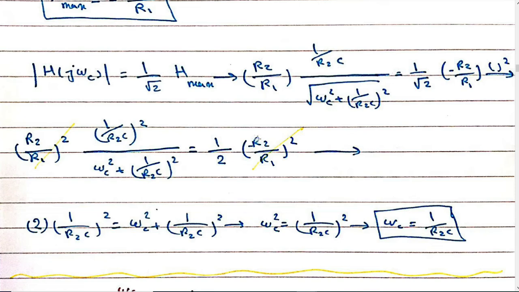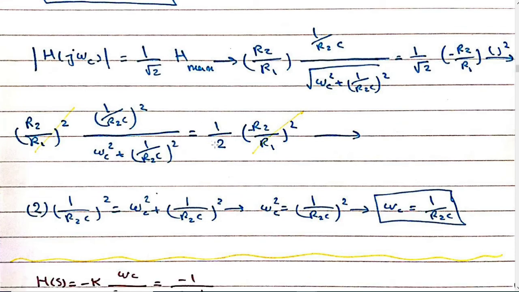So these two guys will cancel out each other, and you will get this part. From this part, 1 over 2 multiplied by 1 over R2C squared is equal to omega c squared plus 1 over R2C whole squared. So omega c squared is 1 over R2C squared. So omega c is 1 over R2C. Why not minus 1 over R2C?